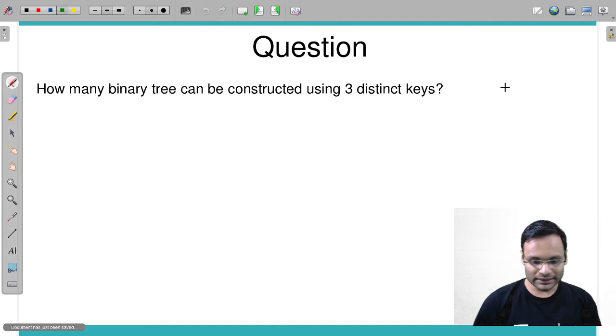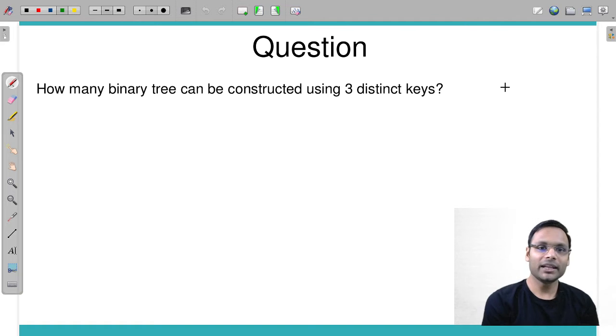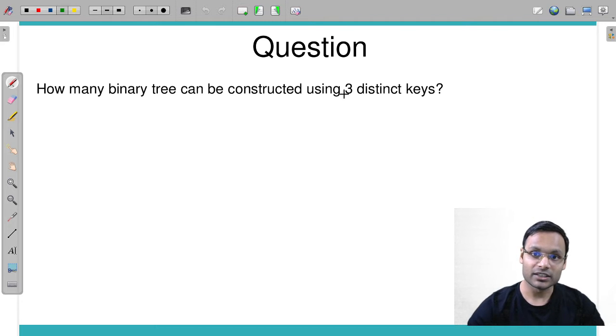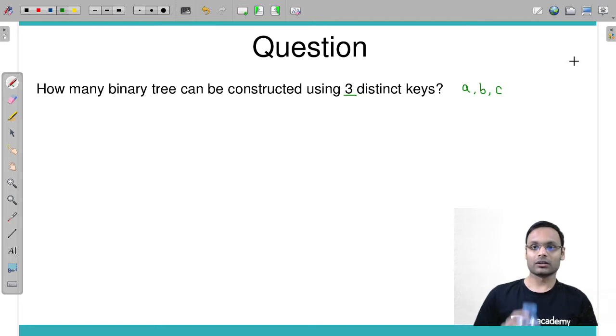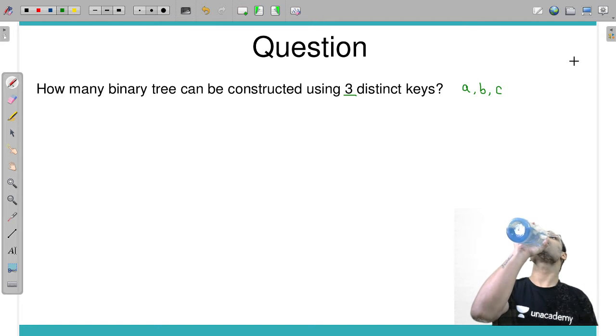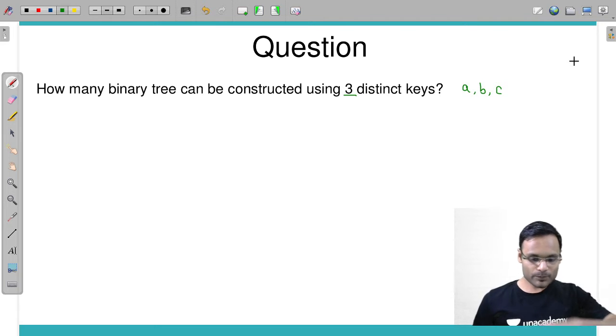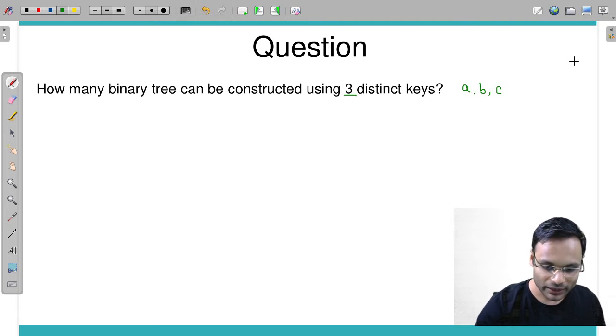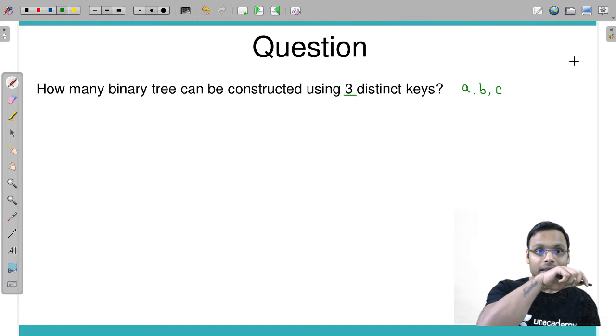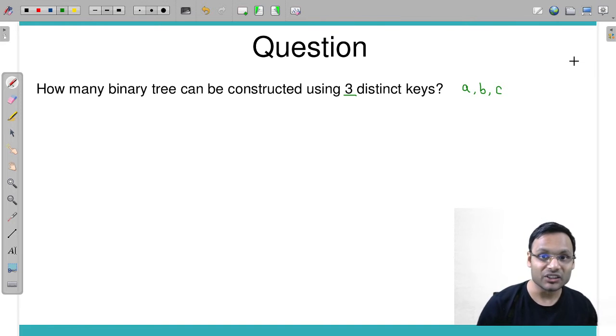Now another question. This question says, how many binary trees can be constructed using 3 distinct keys? You have 3 keys now. Let's assume the 3 keys are A, B and C. Now using these, you need to construct the binary tree. How many binary trees can you construct using the 3 distinct keys?